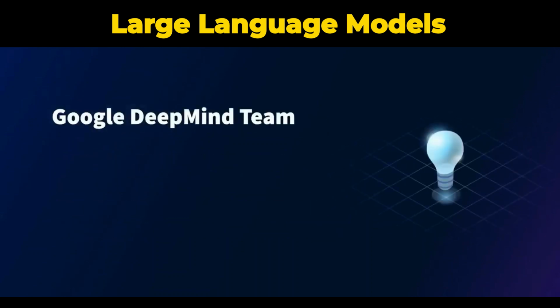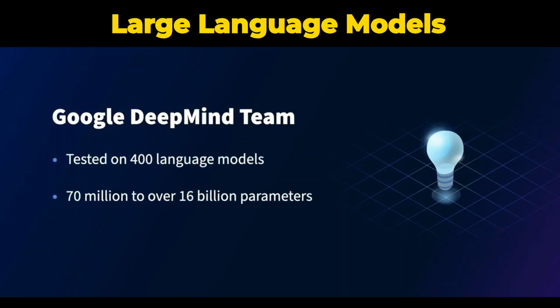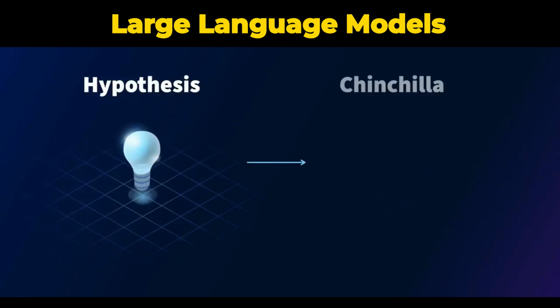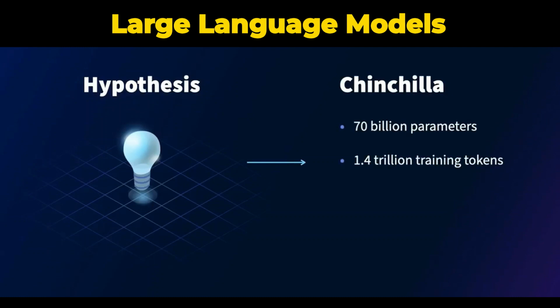Now, the way you would try and test out a hypothesis is to do a whole load of experiments, and that's exactly what the DeepMind team did. They trained several hundred language models. They varied the sizes of these models from 70 million to over 16 billion parameters. And then they trained them with different amounts of data from 5 to 500 billion tokens. Based on their hypothesis, they then created and trained Chinchilla, a 70 billion parameter model on 1.4 trillion training tokens.